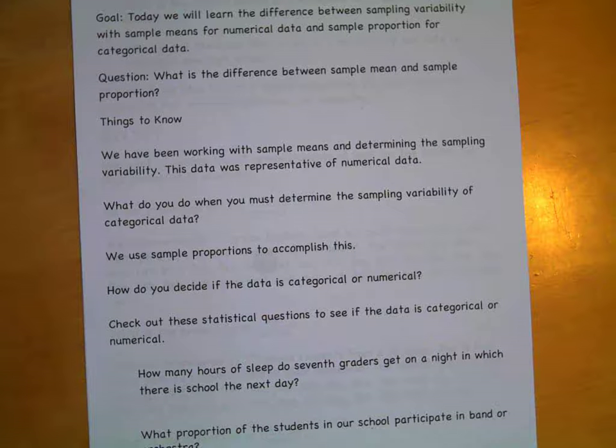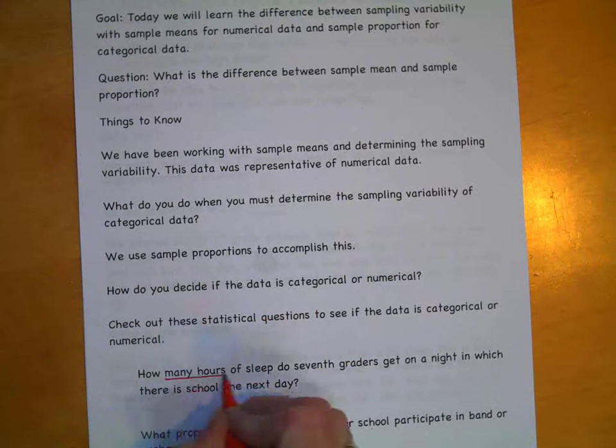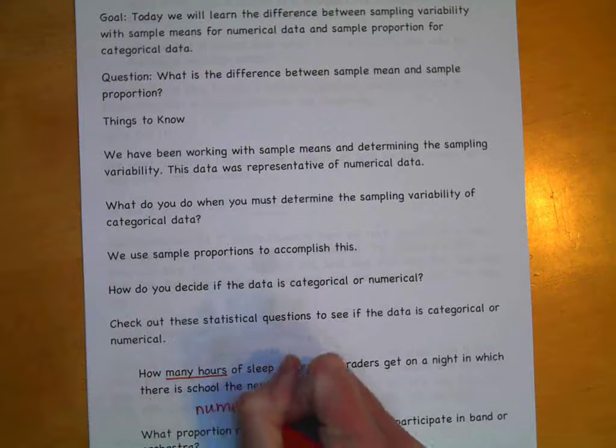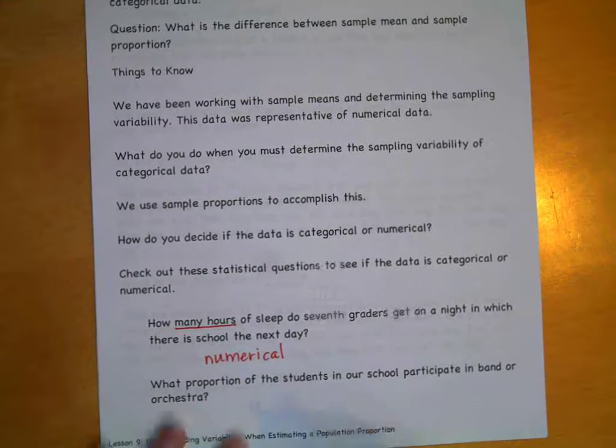Okay, how many hours of sleep do 7th graders get on a night in which there is school the next day? Well, for me, I would immediately say that that's numerical because the data that you're actually collecting is numbers, because it says how many hours, and hours are represented by numbers. So for me, I would say that that one is numerical data because you're dealing with how many hours, so that means that it's numerical. Okay, let's look at the next one.